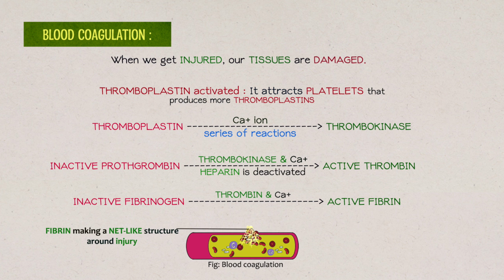The fibrin forms a net-like structure around the injured area, which acts as a barrier for flowing blood elements. The formed elements and platelets get collected throughout the net-like structure formed by fibrin. Eventually, a brown layer is formed on the injured area, which is called clot or coagulum. This completes the process of blood coagulation.